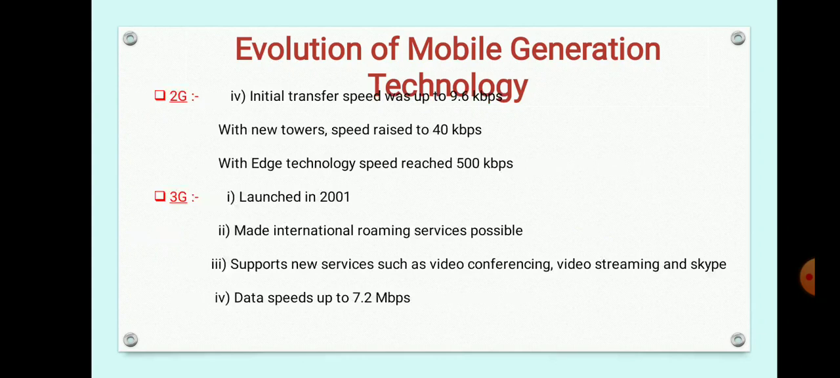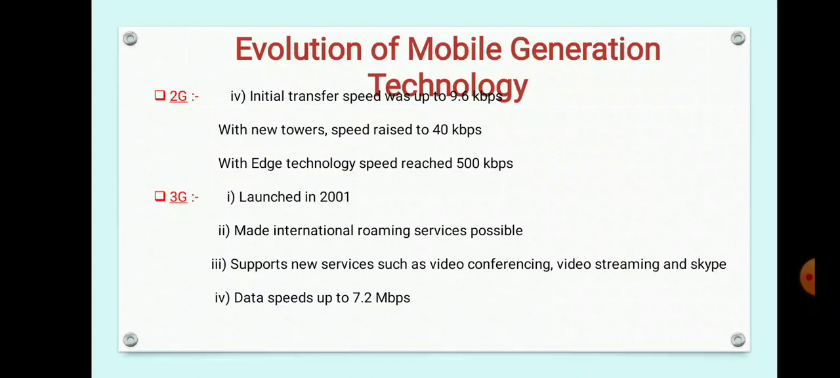So next one is 3G. 3G was launched in 2001. It helped to access data from any location in the world. So this made international roaming services possible for the first time. In 1G and 2G connections, roaming services were not possible. So 3G made international roaming services possible for the first time.